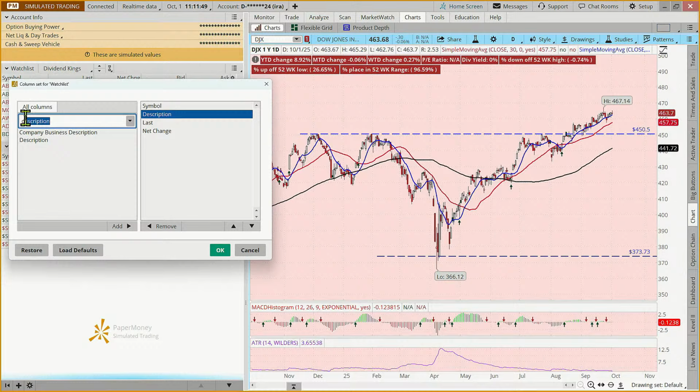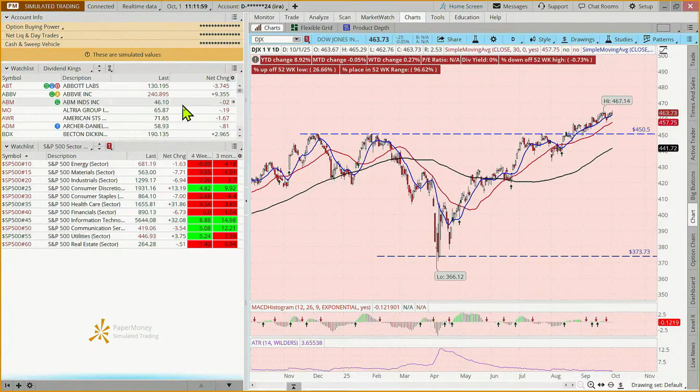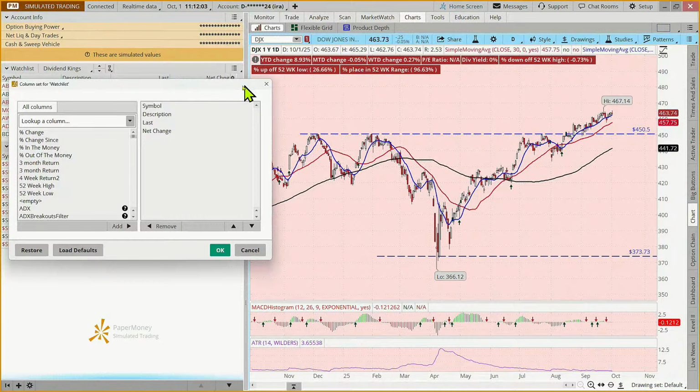And then the other thing that I wanted for this was a 4-week return, which is a custom script, and that's in the post pinned to the top of my feed. So I added the 4-week return and the 3-month return.